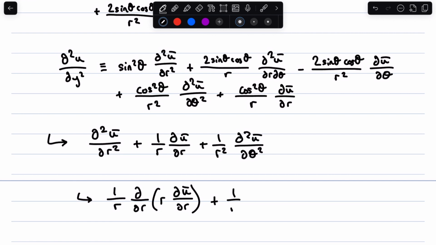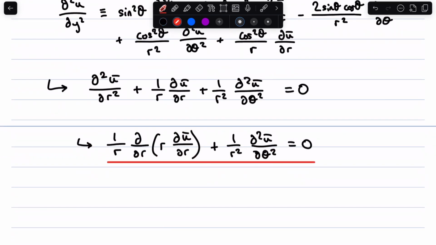And then we can add our 1 over r squared d2u bar by d theta squared. And that is equal to 0. That's our Laplace's equation in polar coordinates.